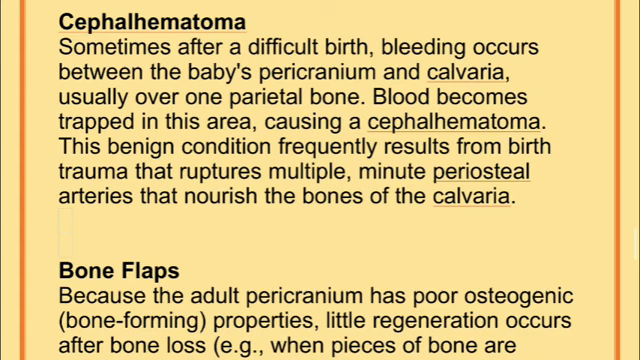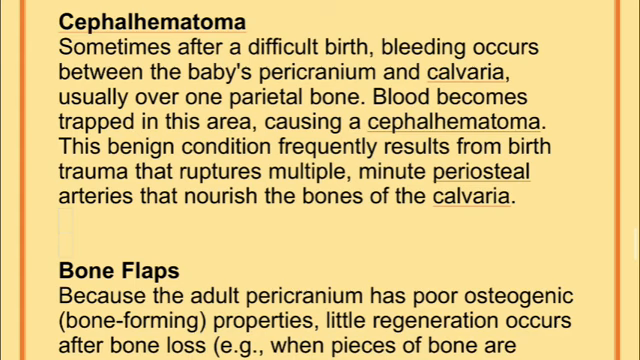Cephalohematoma. You see cephalohematoma after a difficult case of childbirth. Bleeding occurs between the baby's pericranium and calvaria, usually over one parietal bone. Blood becomes trapped in this area, causing a cephalohematoma. When there is birth trauma, there could be rupture of multiple tiny periosteal arteries that nourish the bones of the calvaria.